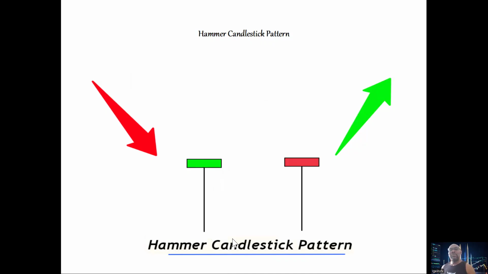What is a support level? A support level is a level where price always reverses, or where price has previously reversed. Price will get to that point, it will reverse and start going up. Sometimes price will come to that same level twice, three times.